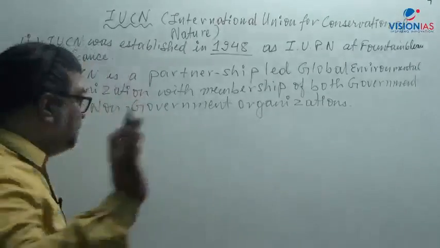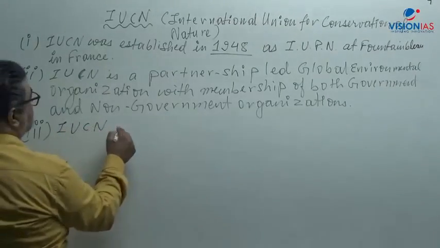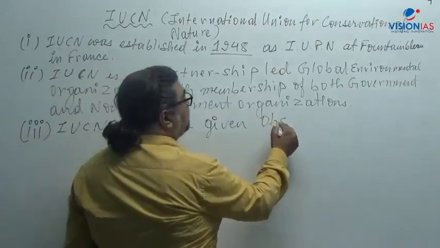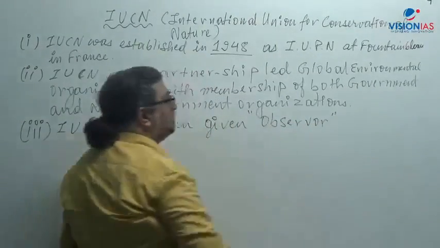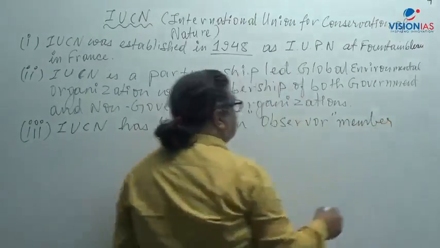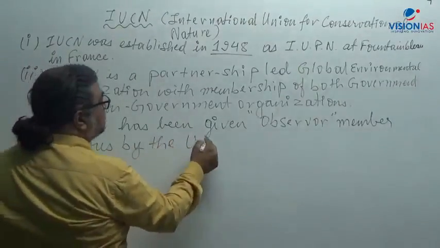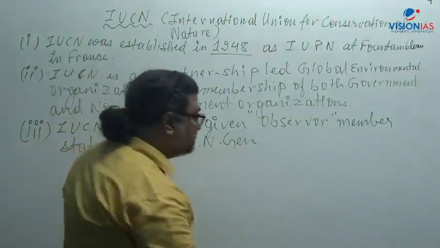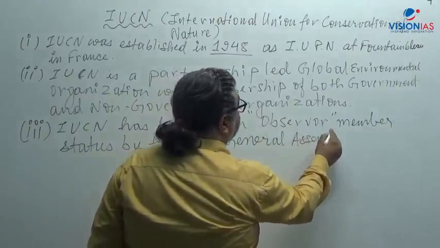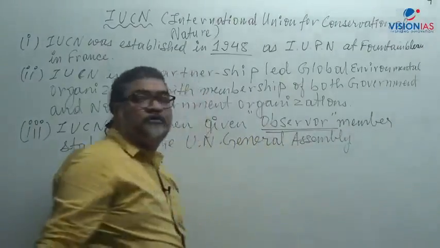Now, what is very important here is that IUCN has been given observer member status by the United Nations General Assembly. The UN General Assembly, the main body of United Nations, has given observer status. What do you mean by the word observer?